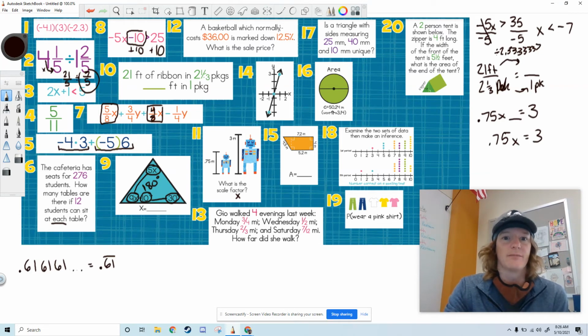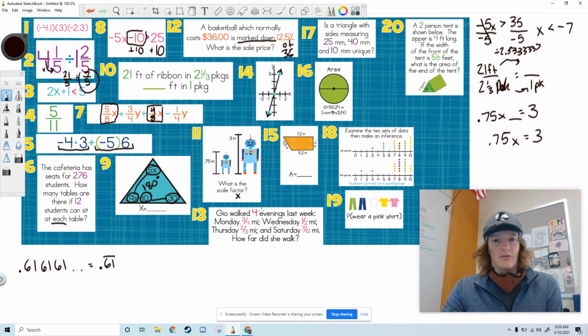Number 12, a basketball normally costs $36. It is marked down 12.5%. First, we need to figure out what 12.5% of $36 is. And then you need to subtract that because it's a mark down. Subtract that from 36 and find out how much it costs now.